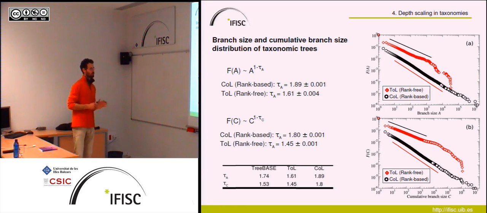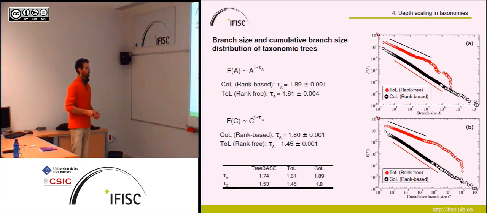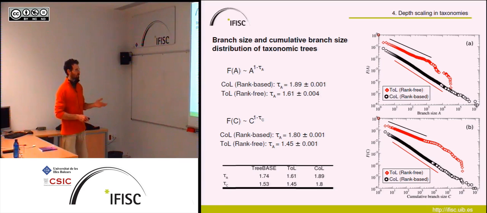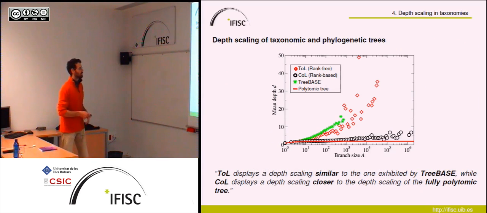And putting together the exponents of the distribution for branch size and for the cumulative branch size for the phylogenetic trees, and the ones depicted for the rank-free taxonomic tree and for the rank-based taxonomic tree, what we obtained was that the rank-free taxonomic tree showed a similar exponent to the one depicted by Freebase.